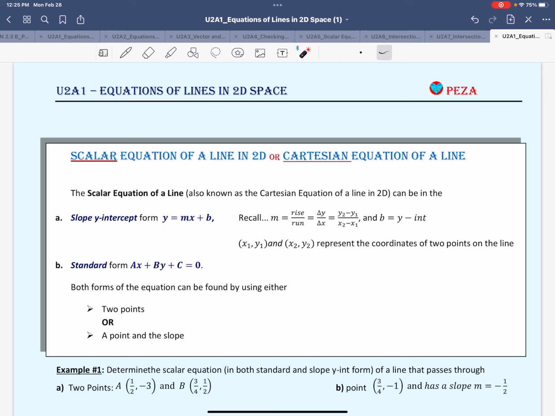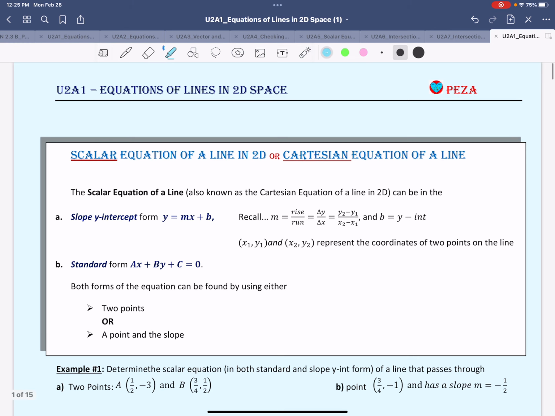Remember that you've been introduced to equations of lines way back in elementary school and revisited the concept every year in high school. And we've said that the equation of a line can be described in two different forms: slope y-intercept, or y equals mx plus b, and standard form, ax plus by plus c equals 0. In slope y-intercept form, we are given the slope and the y-intercept of a line in the equation. So m represents slope and b represents the y-intercept.